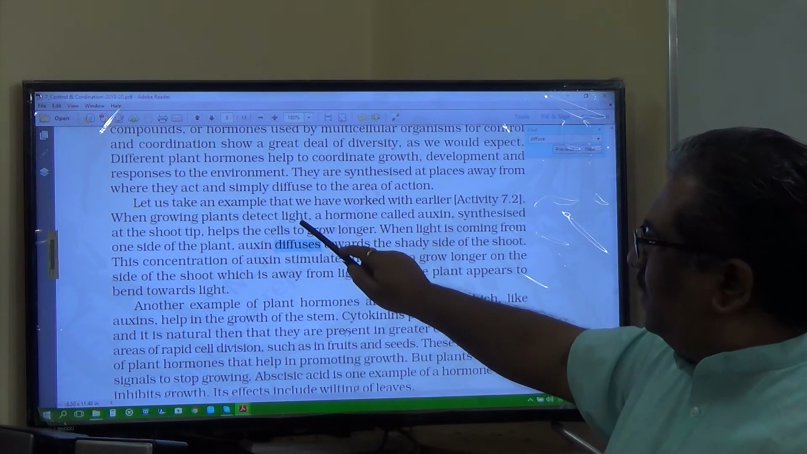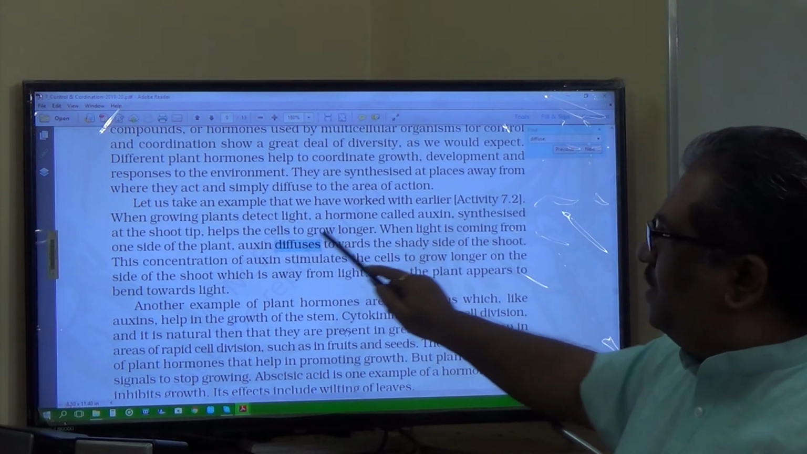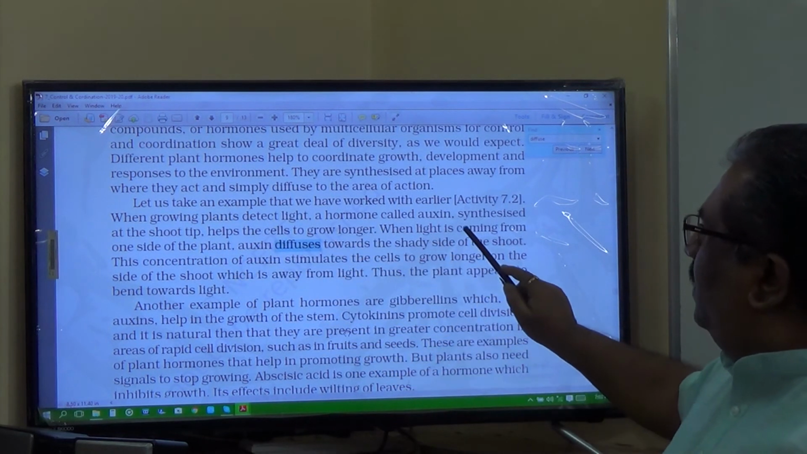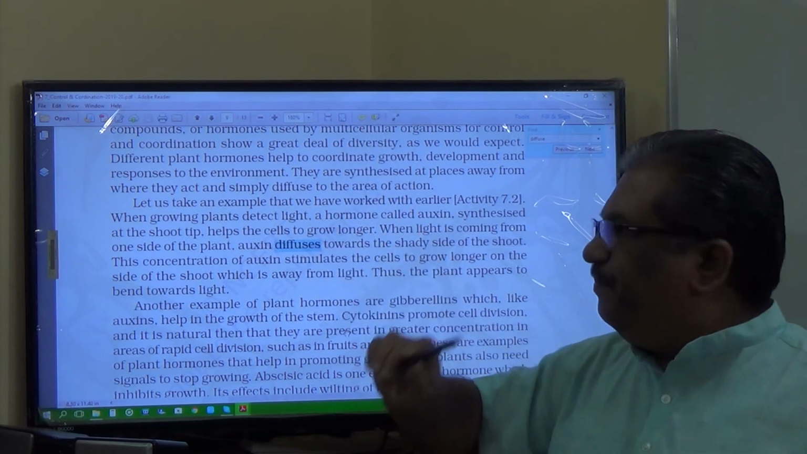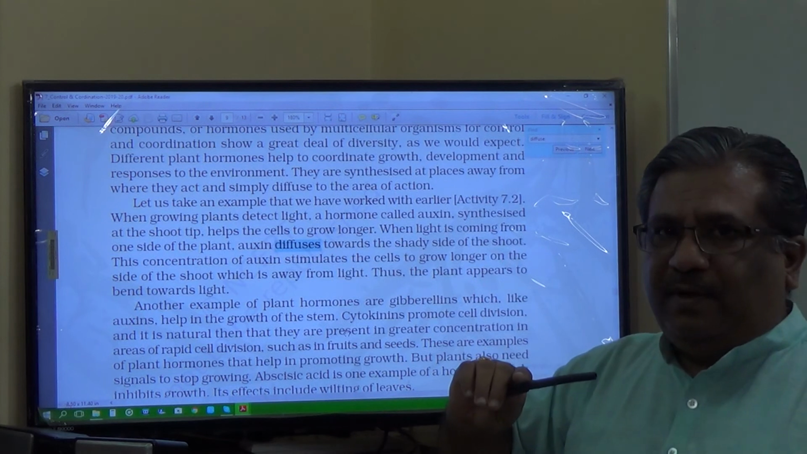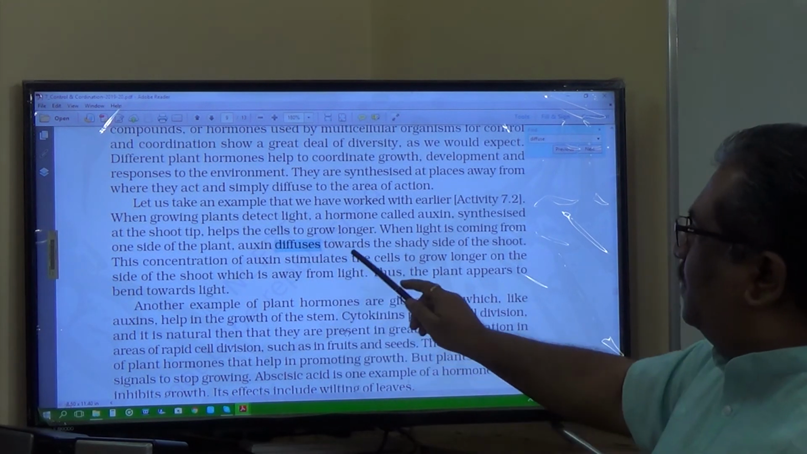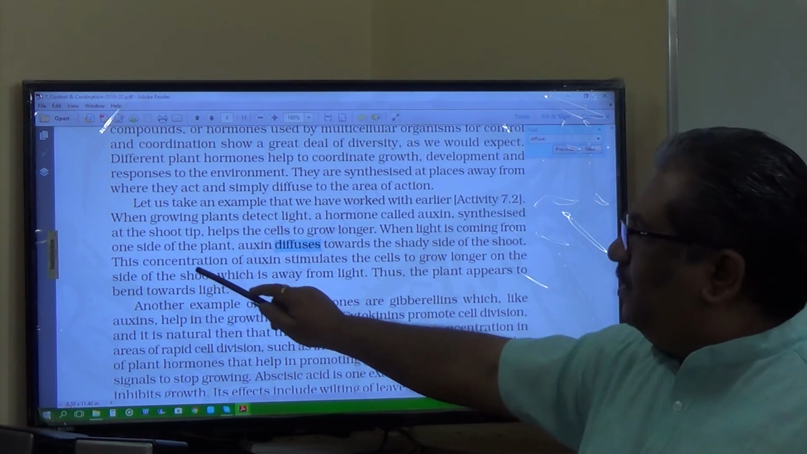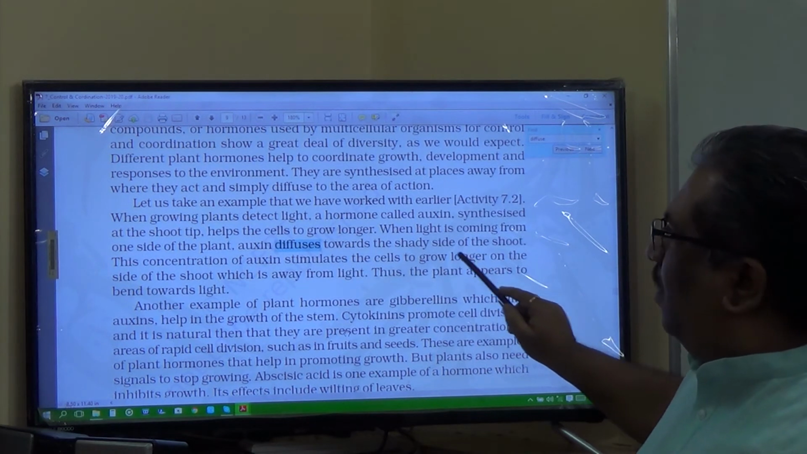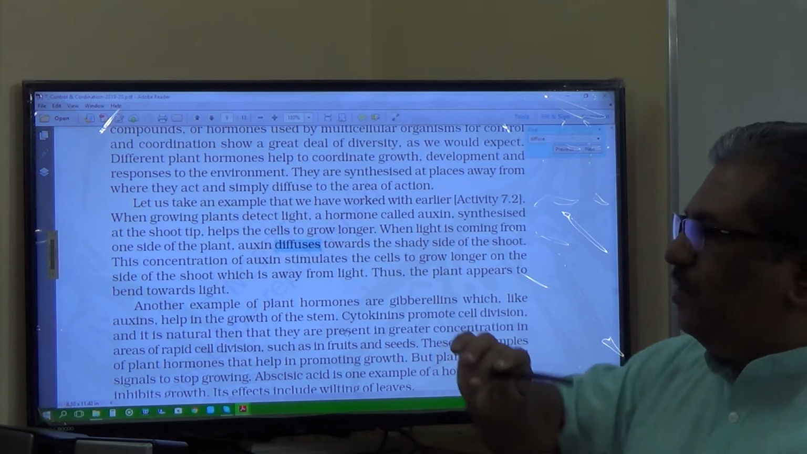When growing plants detect light, a hormone called auxin, synthesized at the shoot tip, helps the cells to grow longer. When light is coming from one side of the plant, auxin diffuses towards the shady side of the shoot, isn't it? Lighted region and shady region. This concentration of auxin stimulates the cells to grow longer on the side of the shoot which is away from light. Thus the plant appears to bend towards the light.